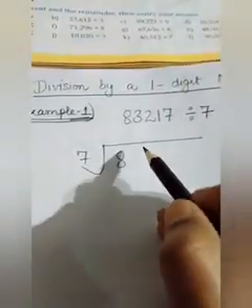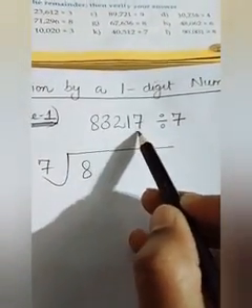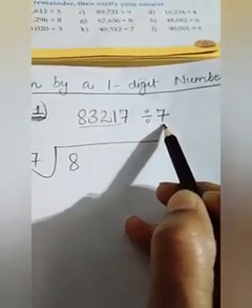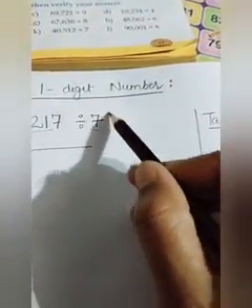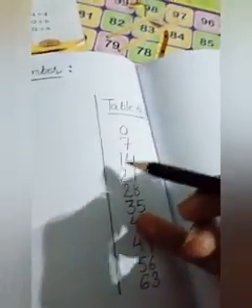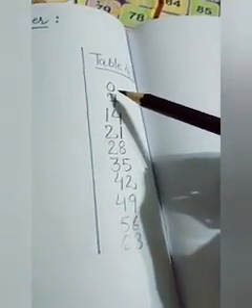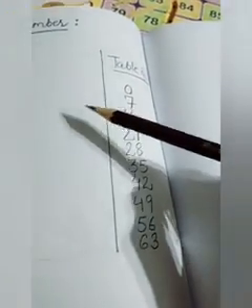For example, 83,217 divided by 7. Here this is the dividend and 7 is the divisor. So first of all, you must know the table of 7 for doing this division. I have written the table on the side, and in the same way you can write the table on the side of your notebook so that it will be easy to divide.